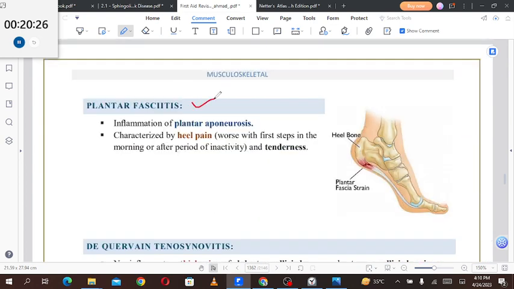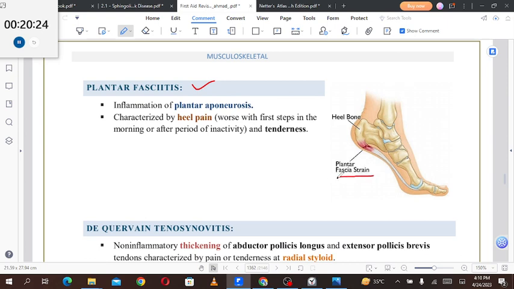Then we have plantar fasciitis. So what is plantar fasciitis? Plantar fascia strain. Inflammation of the plantar aponeurosis, characterized by heel pain, worse with first steps in the morning or after a period of inactivity, and tenderness. Okay, so what is plantar aponeurosis? Plantar fasciitis means inflammation of the plantar aponeurosis that is characterized by heel pain, worse with first steps in the morning and after a period of inactivity, and tenderness.